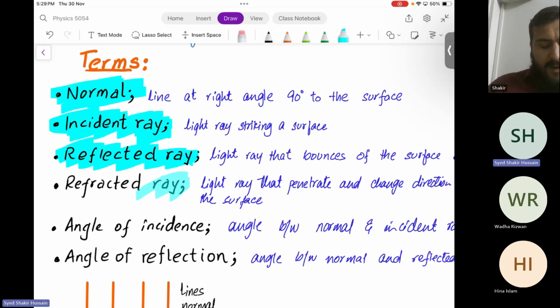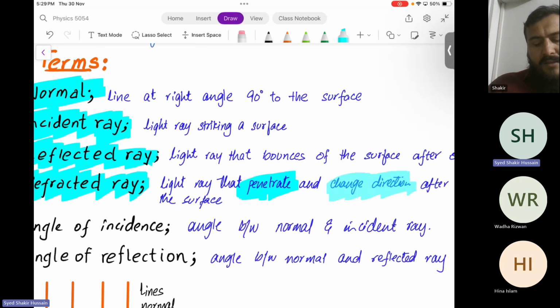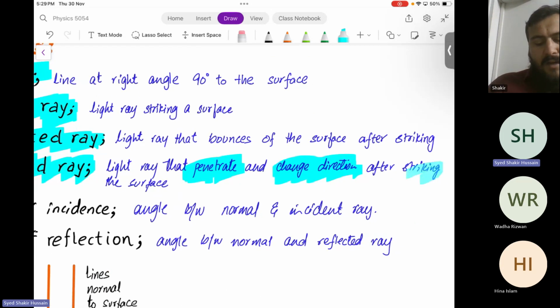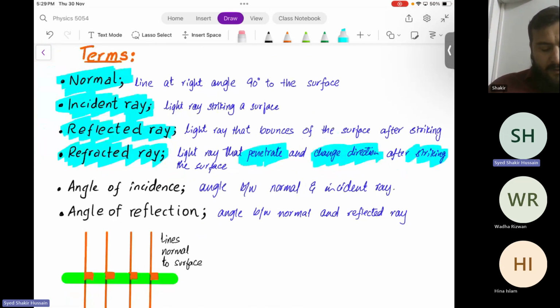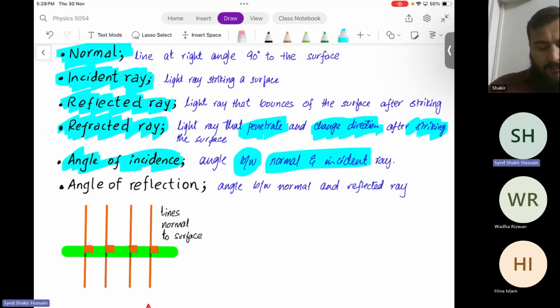Then you have a refracted ray. A refracted ray is a ray that penetrates and then changes direction after striking the surface. Then you have another term, which is called angle of incidence. It's the angle made between the normal and the incident ray. And then you have angle of reflection. It's the angle made between the normal and the reflected ray. All right.